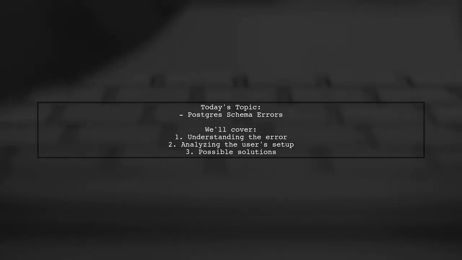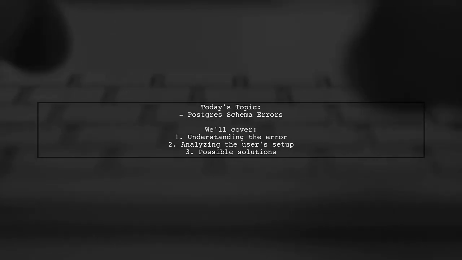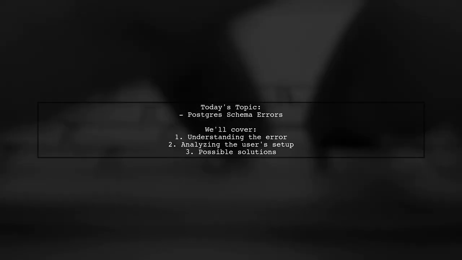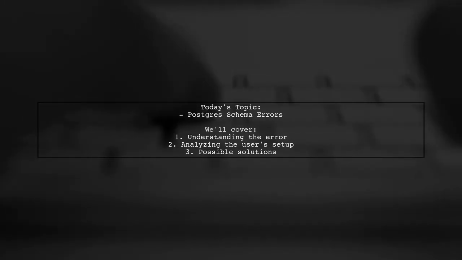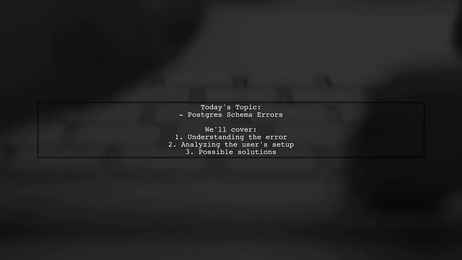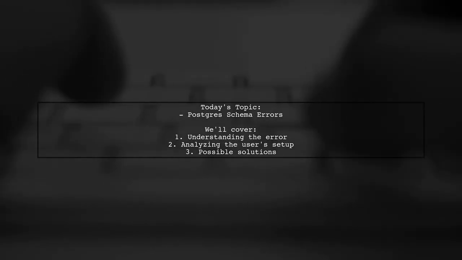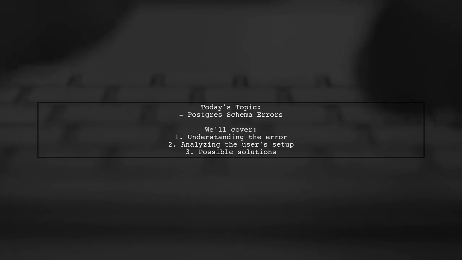Today, we're tackling a frustrating issue that many PostgreSQL users encounter. Our viewer has created a table in a schema named FOO, but every time they try to run a simple select query, they receive an error stating that the schema does not exist. Let's dive into the details of this perplexing problem and uncover what's really going on.